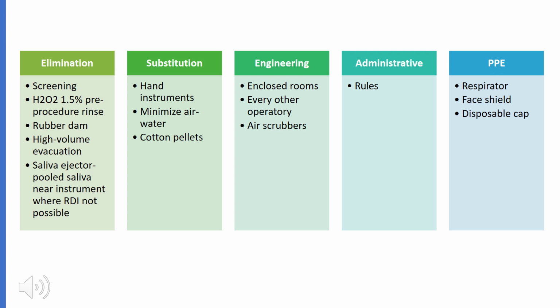With regard to administrative, there's a lot of new rules, policies, and procedures. It's a lot and can feel overwhelming at times, but this is just one aspect of the hierarchy of infection prevention. And then, of course, finally, personal protective equipment. The major changes are the use of a respirator, a face shield, and a disposable cap.